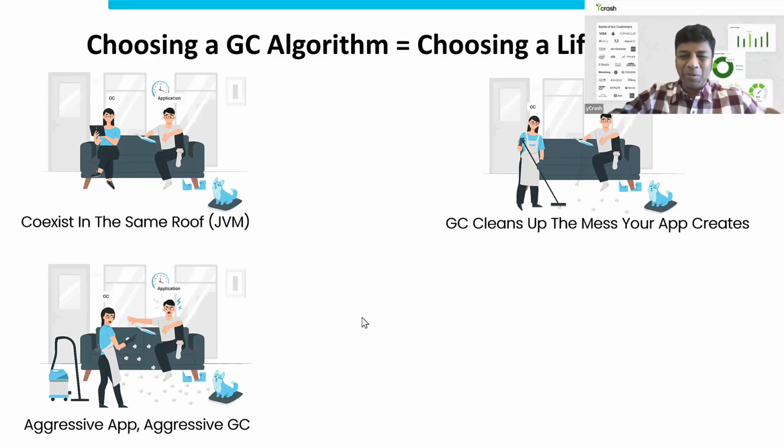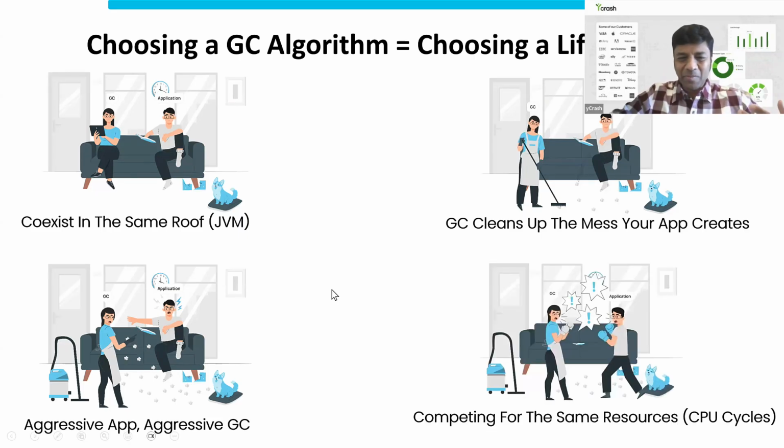The next one is, both our application and garbage collector compete for the same resource, in this case CPU cycles. The application needs CPU cycles to process the customer transaction. The garbage collector also needs a lot of CPU cycles. So they may compete for the same resource. It is also very true in real life as well. That's why we think the garbage collector is a kind of life partner of your application, and it has to be chosen with care for harmony within your JVM.